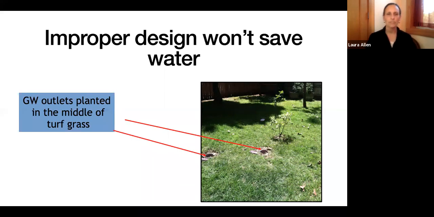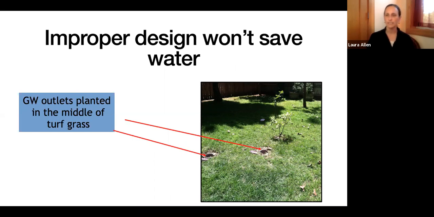I want to show you this picture because it's a great example of what not to do. This is actually in Southern California, so that lawn is only green because it's irrigated with sprinklers. These people had a lawn irrigated with sprinklers. They wanted Greywater, they wanted fruit trees. So they planted their new fruit trees in the middle of their lawn.